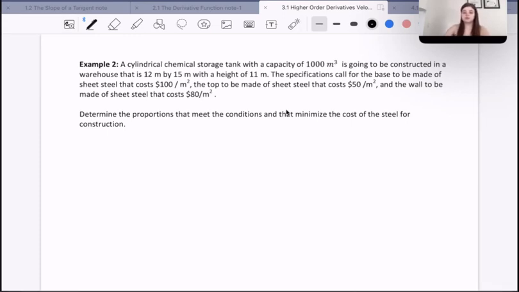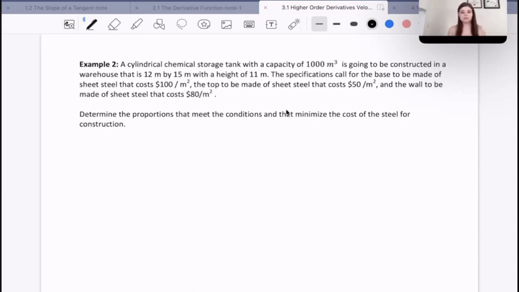Because we want to basically pay as little money as possible while still making a storage tank that meets these specifications. And we also need to keep in mind that it's in a warehouse that's 12 meters by 15 meters with a height of 11 meters. So the maximum height of this cylinder can be 11 meters. In fact, it probably has to be a little less than that. But for the sake of argument, let's just say it's 11 meters because they don't really specify how much lower it has to be to actually fit it in.